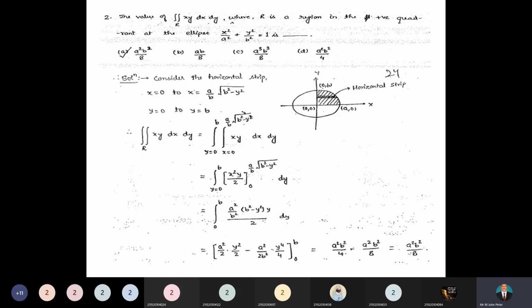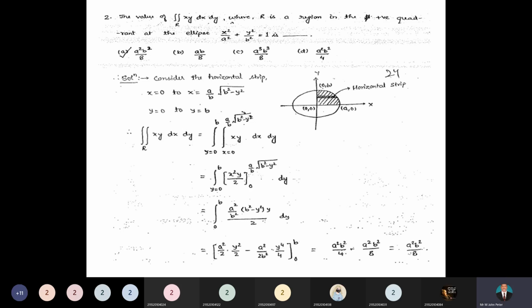In that, the y limit is a constant limit. The lower y limit is nothing but the origin, y equal to 0, that means the x-axis, where the y value will be 0. So the x-axis is the lower y limit. The upper y limit is passing through the point 0 comma b, that is y equal to b. So y equal to 0 to y equal to b.